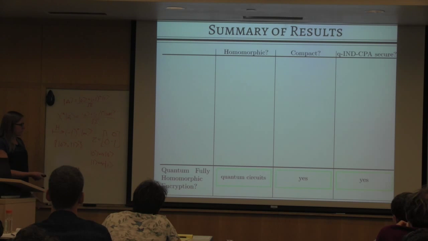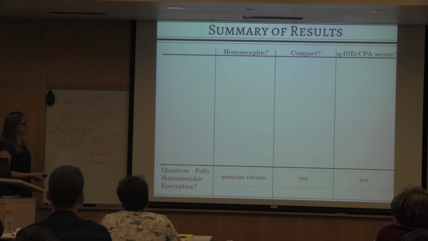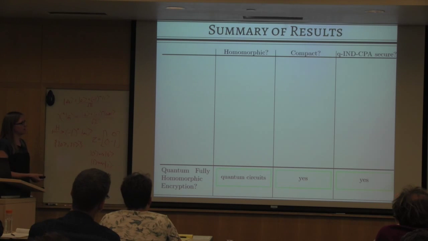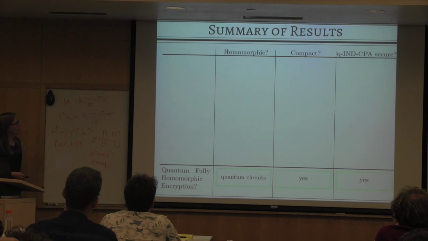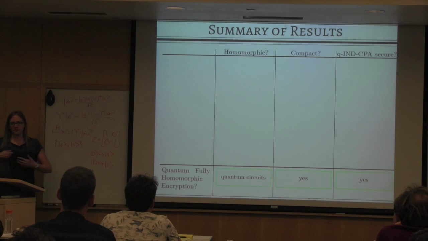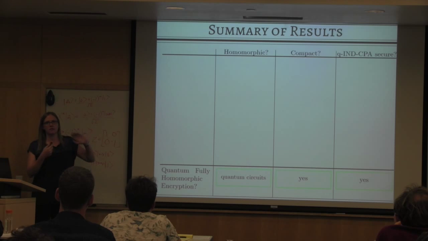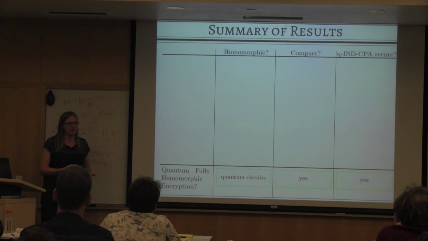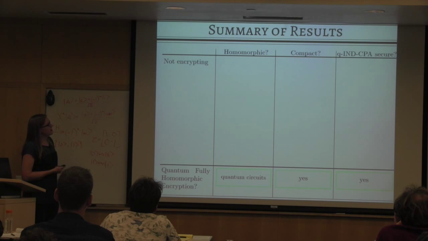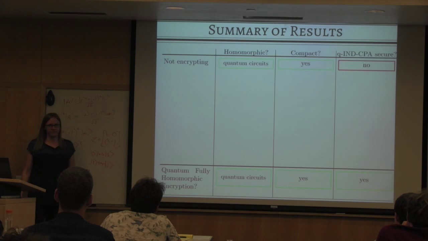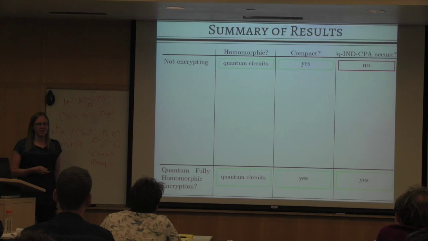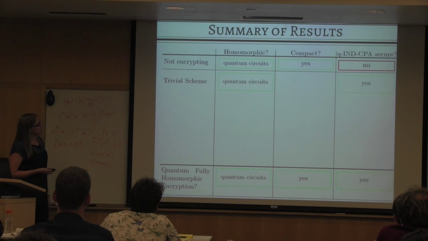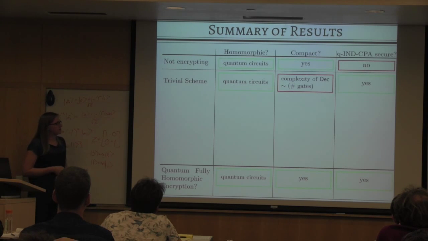Okay, so our goal is, of course, quantum fully homomorphic encryption, which would be homomorphic for all quantum circuits, compact, and CPA secure. So before I tell you about our results, let me just mention some of the obvious things that we'll use as sort of a baseline. What can we do trivially? So by not encrypting, we get a scheme which is homomorphic for all quantum circuits and compact, but it has no security at all. So that's something that we should try to improve. The trivial scheme that I mentioned before is homomorphic and secure, but it's not compact. The complexity of decrypting scales with the number of gates in the evaluated circuit.